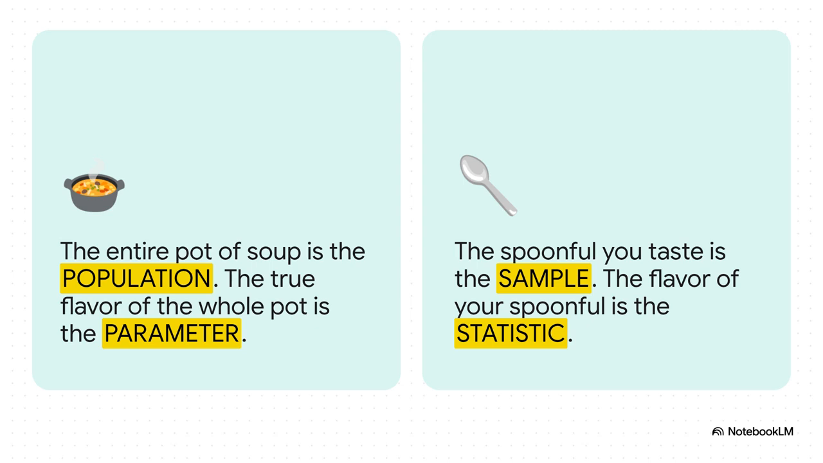Now, you're not going to drink the whole pot, right? So you take a spoonful to taste it. That spoonful, that's your sample. And the specific flavor of your little spoonful, that is your statistic. See how that works? You use the statistic from the sample to guess what the parameter of the population is like.